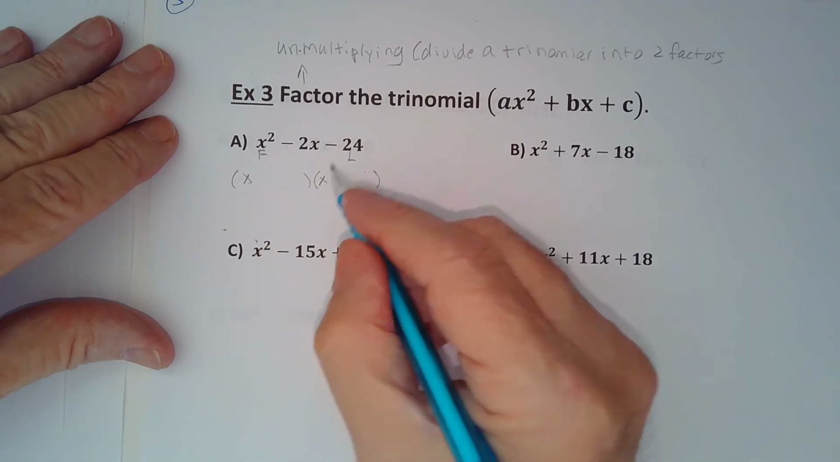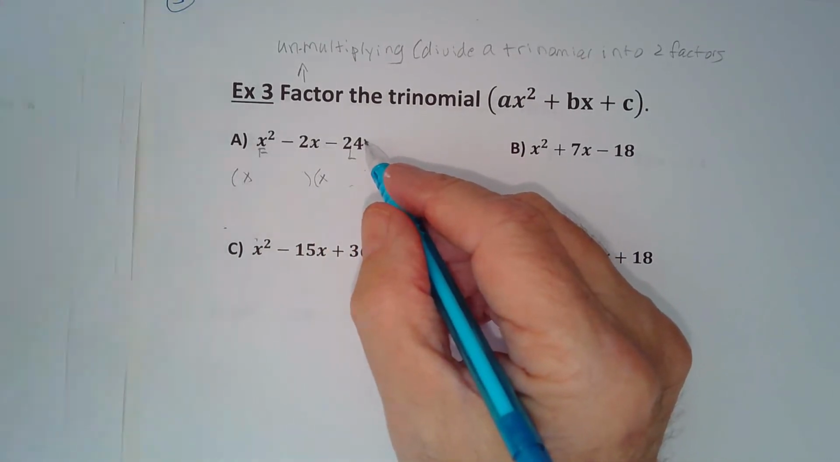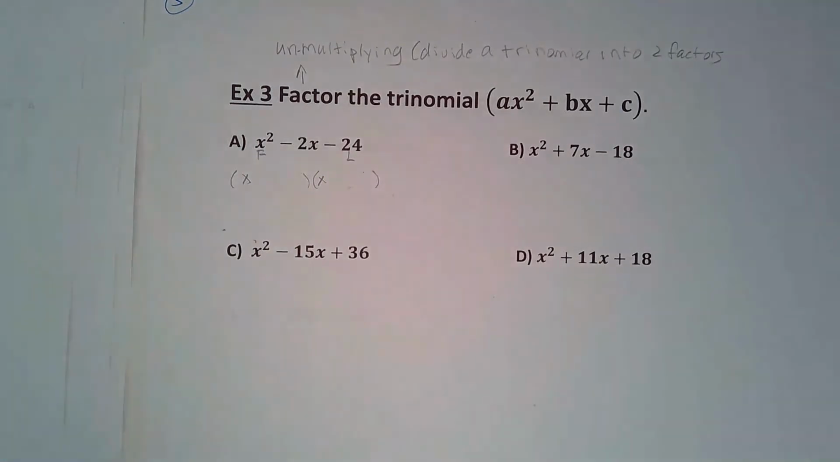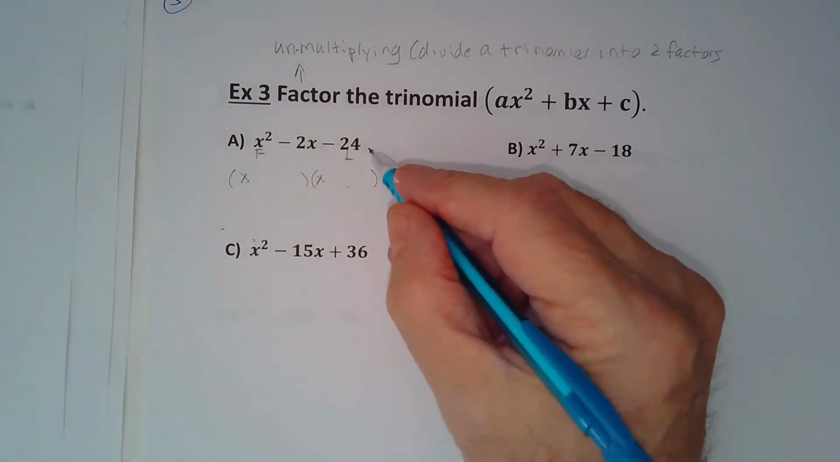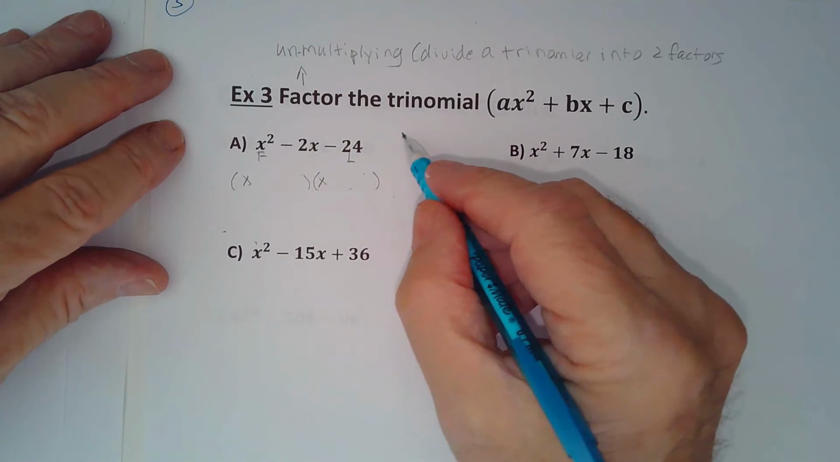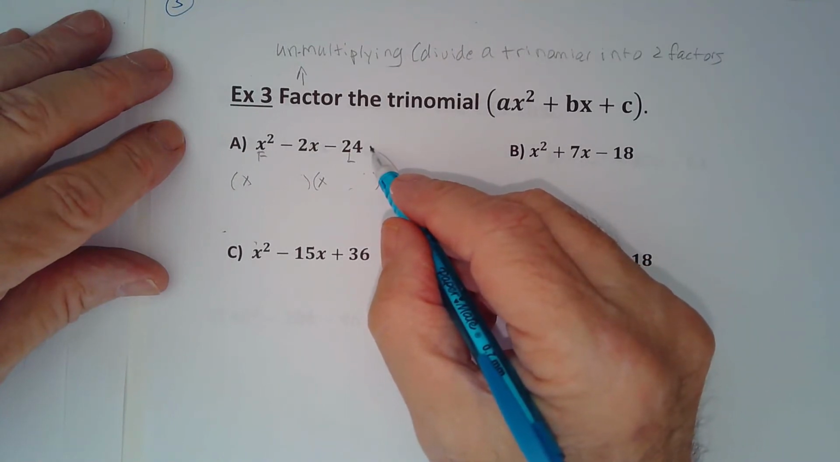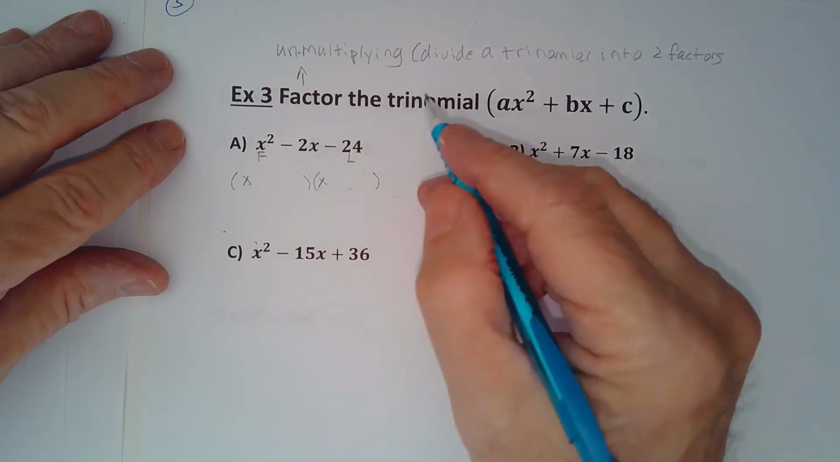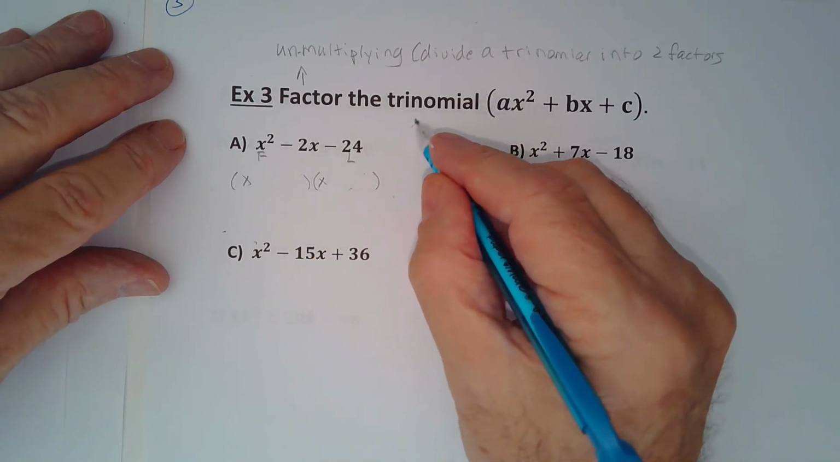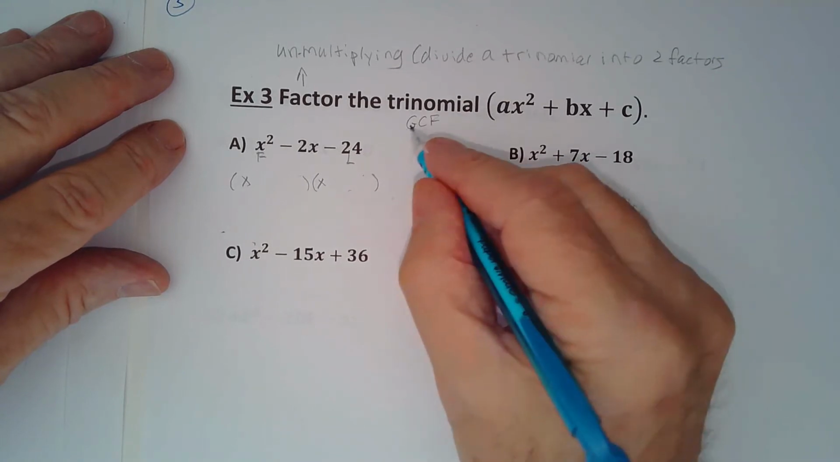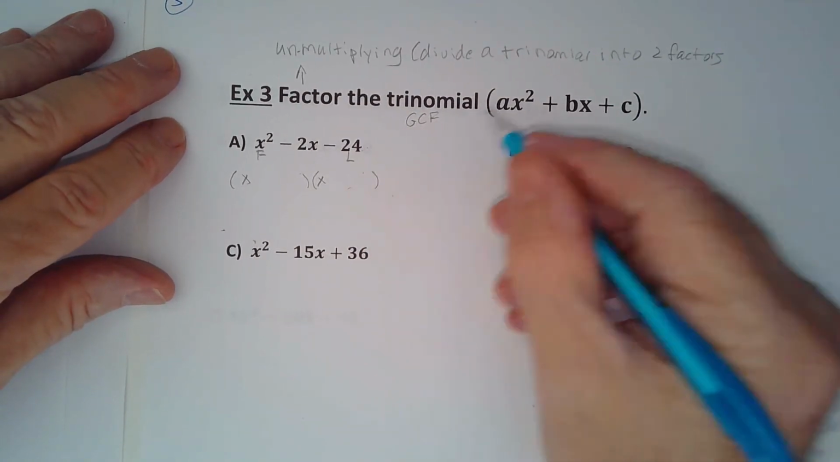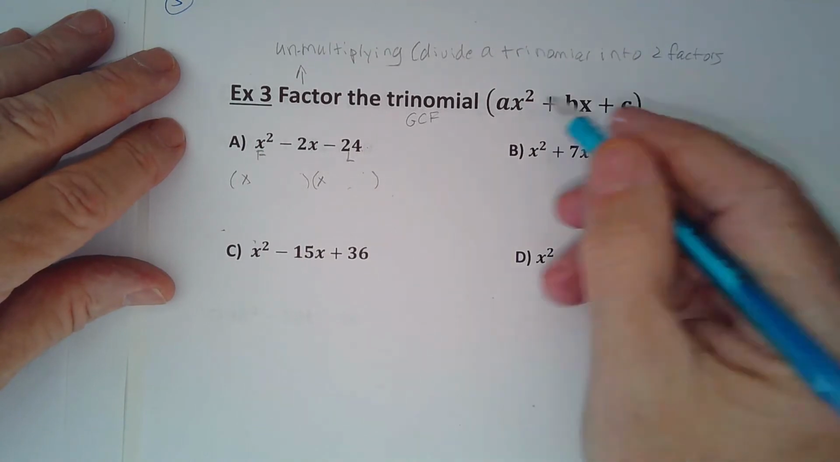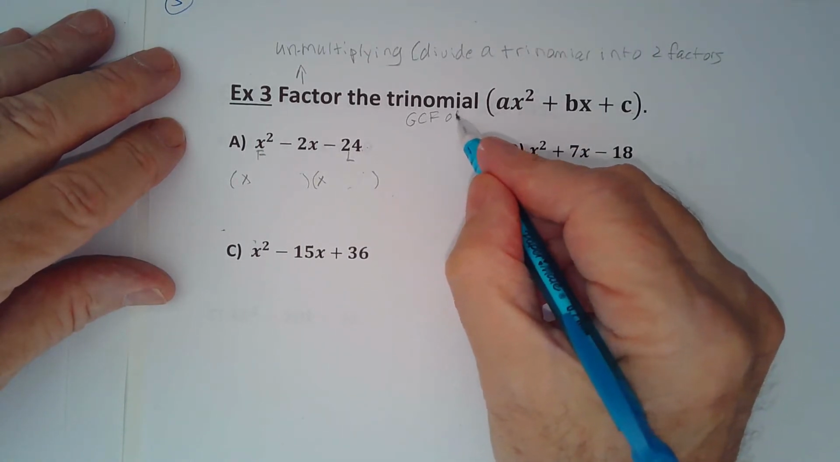Okay. And then so then you have the last term that you're going to deal with. So you're going to find, in this case, you want to find factors of 24 that when combined will equal the middle term's coefficient. Okay? So we want the factors of 24, the third term, which is the c.